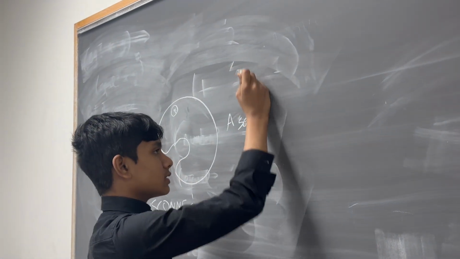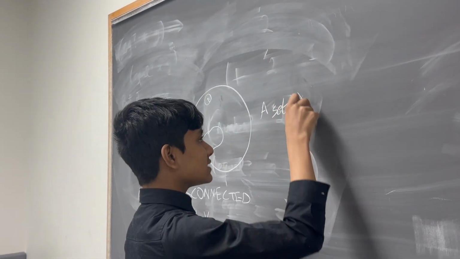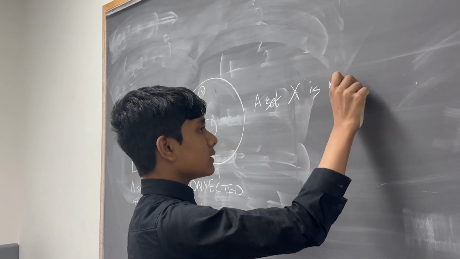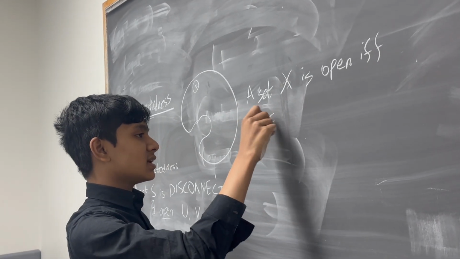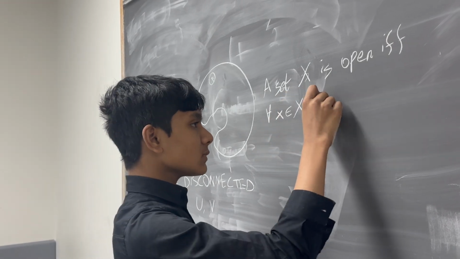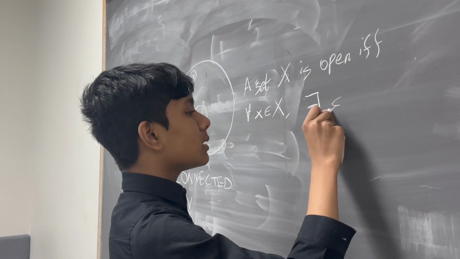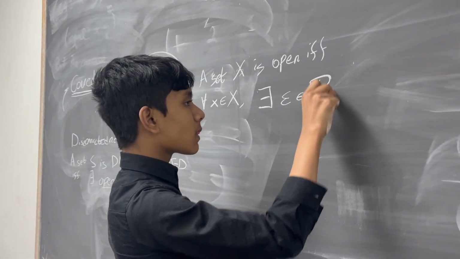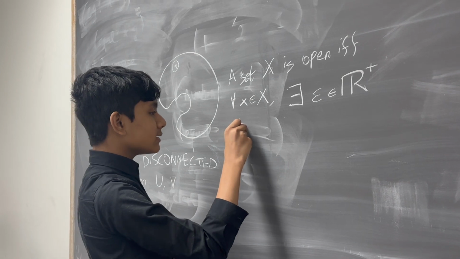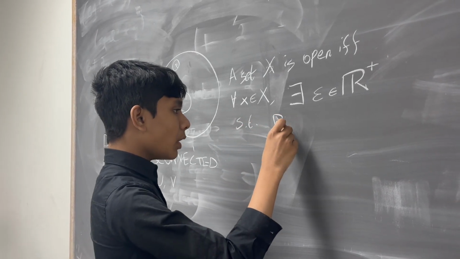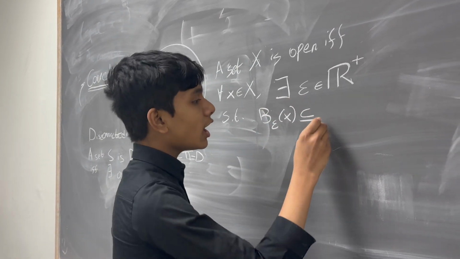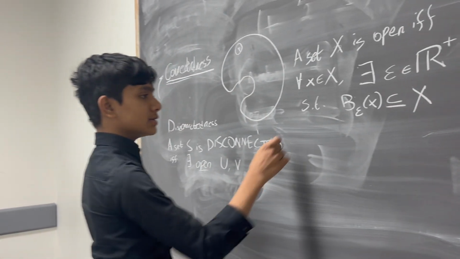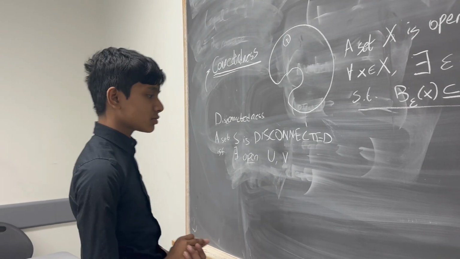So a set is open. Well, let's give the set a name, like X. X is open if and only if for all little x inside X, there exists some positive real number epsilon such that the ball of radius epsilon centered at x is totally contained inside the set X. Alright, so that's the definition of open in formal terms.